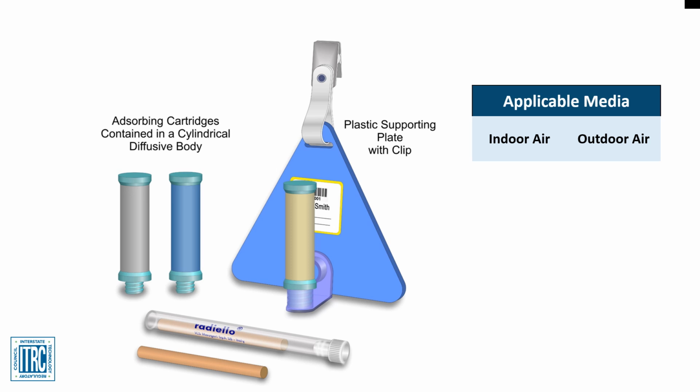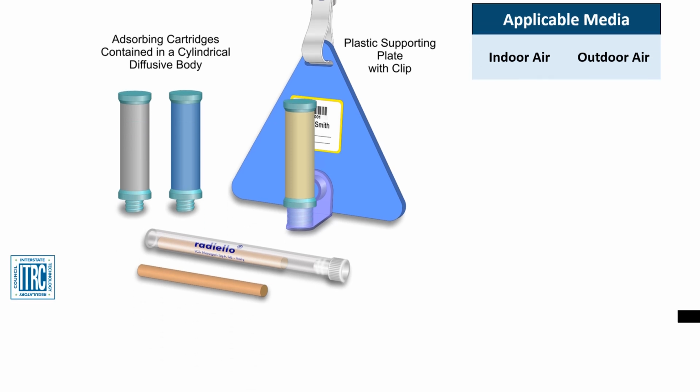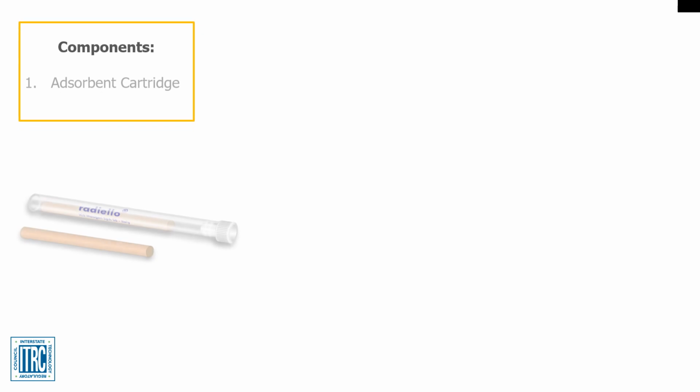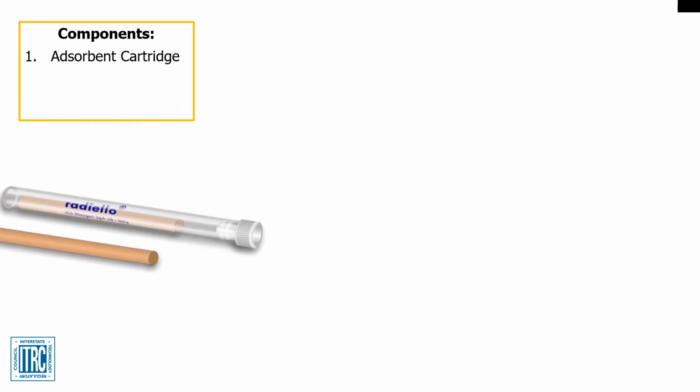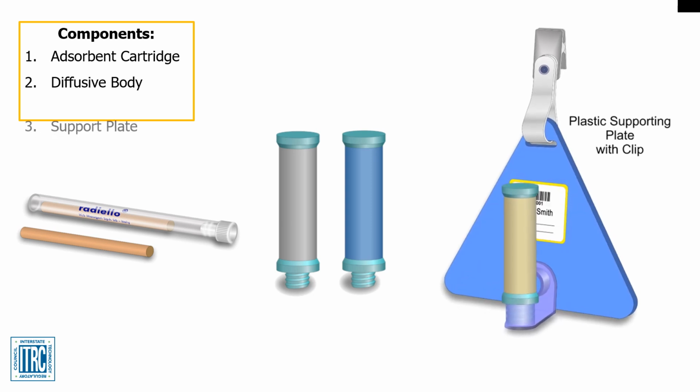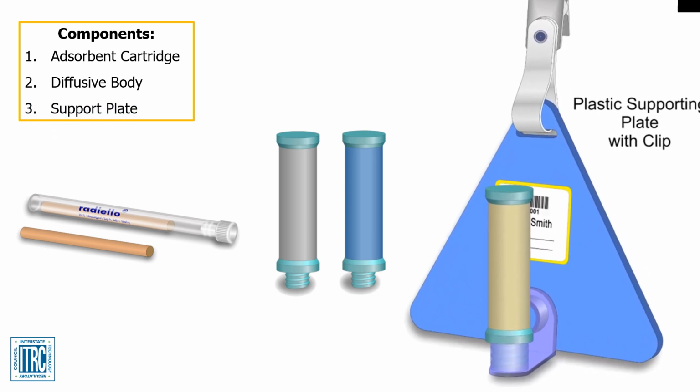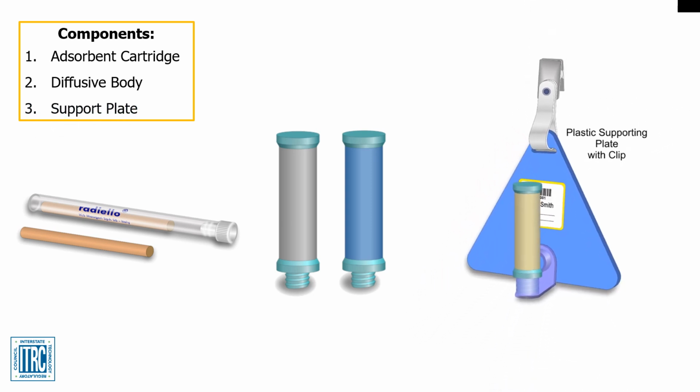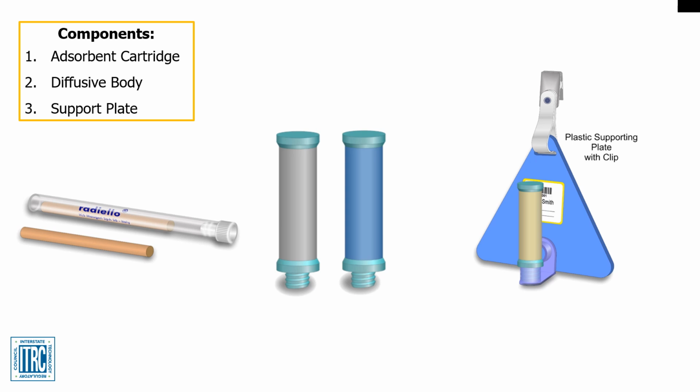Now, let's look at the device and its components. The Radiello device has three main components: an adsorbent cartridge, the diffusive body, and a plastic support plate. The plastic support plate is shown here with a clip to hang the device during deployment, a barcode label, and a vertical adapter to house the diffusive body. The cartridge adsorbent is inserted into the diffusive body, which is a protective housing that allows for air diffusion. Then it is secured to the support plate.